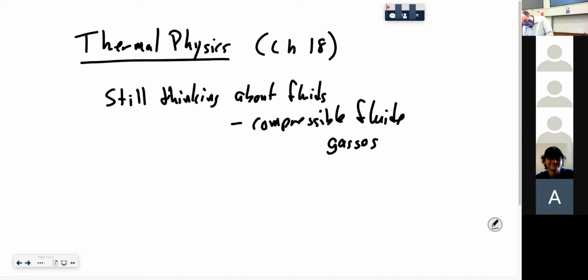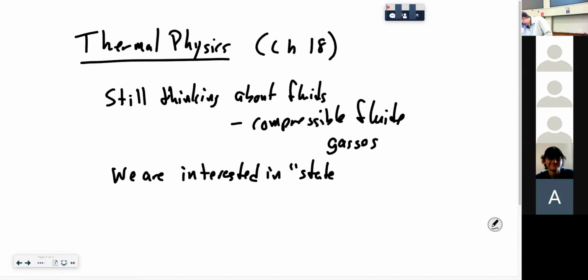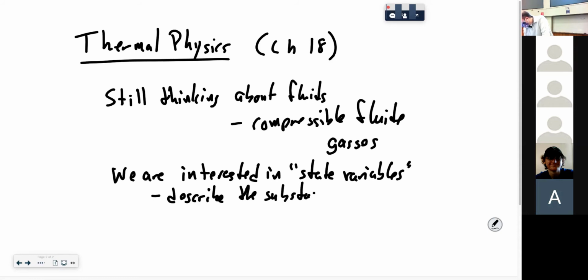So we are interested in things that I'm going to call state variables. Specifically, the state variables of a system. What do I mean by state variables? I mean those variables that describe the substance itself. Can you give me some examples? Anybody can give me an example of a state variable?